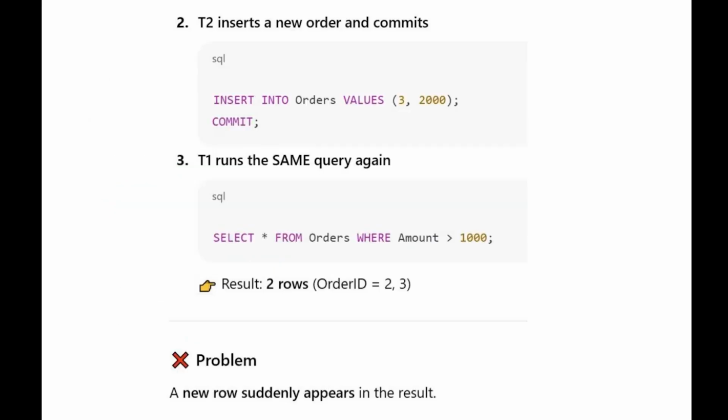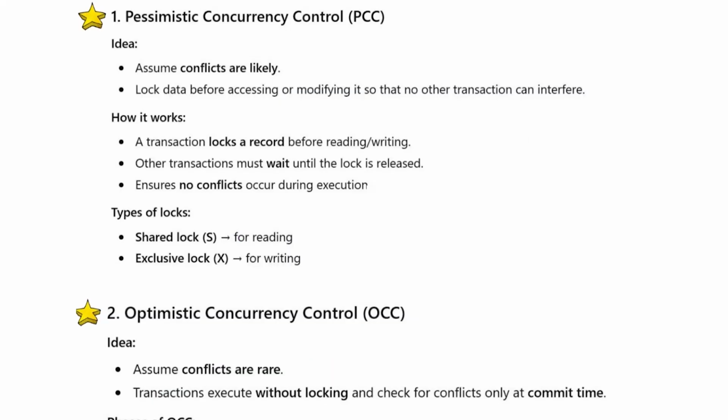Meanwhile, transaction 2, done by a customer, places a new order 3 for 2000. When the manager runs the same query again, now two orders appear, order 2 and order 3. This sudden appearance of a new row is called a phantom read. A new row shows up between two reads of the same query because another concurrent transaction happened in between. So these are the kinds of problems concurrency can create in a database, effectively causing havoc.